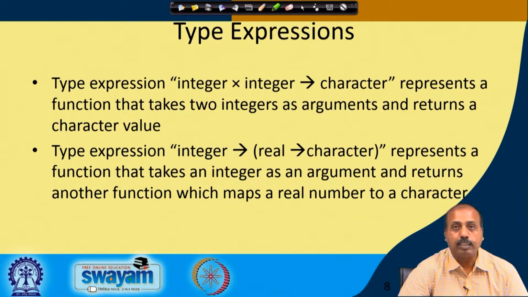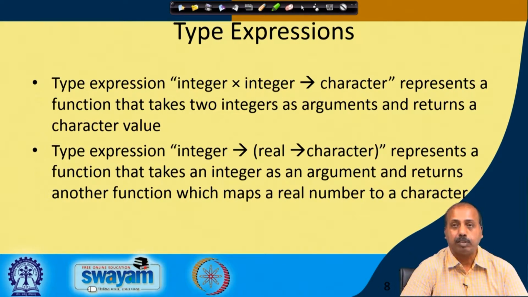that takes two integers as arguments and returns a character value. So, as I was telling in the previous example, f1 was integer cross real to integer. So, here it is integer cross integer to character. So, it takes two integers as arguments and returns a character value. Then we can have the type expression integer to real to character. So, this is basically some sort of function pointer, so that returns a function.